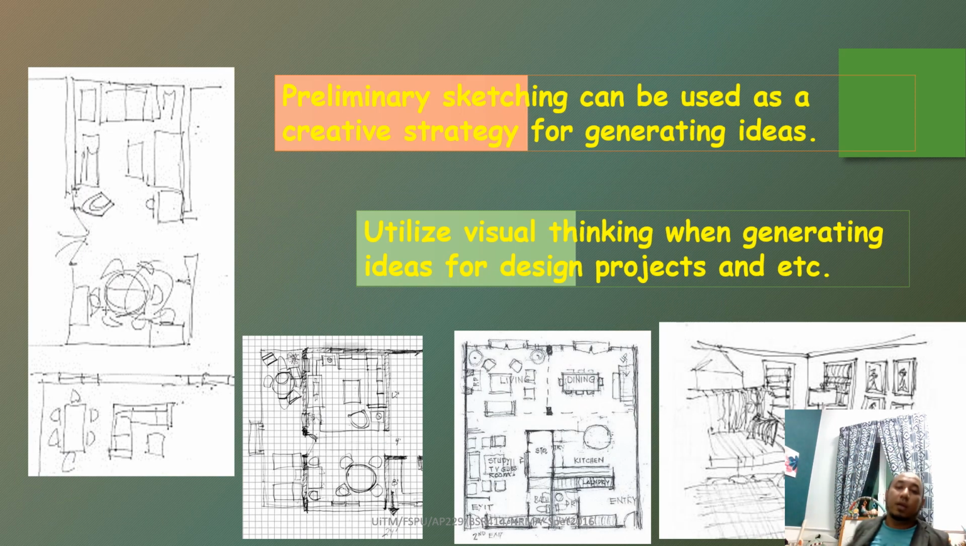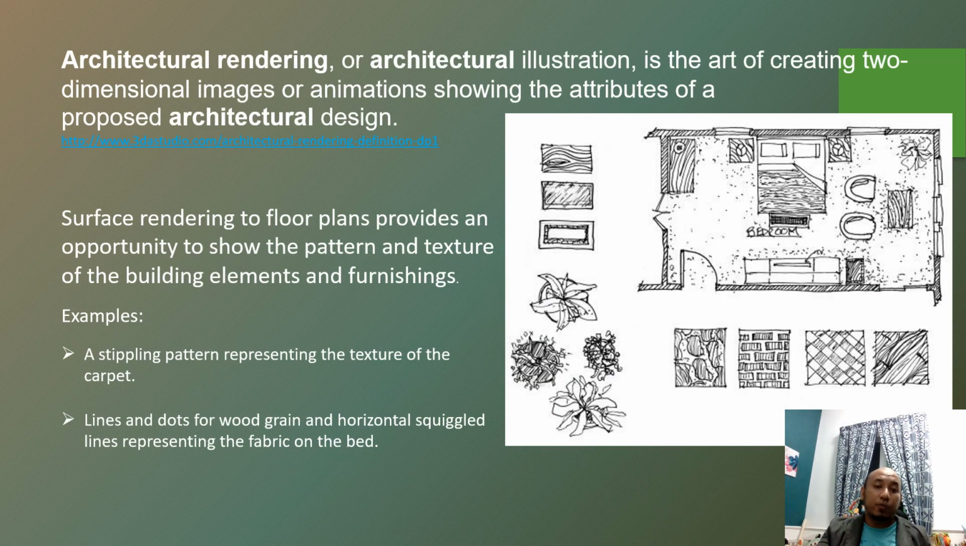Okay, so the preliminary sketching can be used as a creative strategy for generating ideas, and visual thinking when generating ideas for the design project and so on. Right, architectural rendering and architectural illustration is the art of creating two-dimensional images showing the attributes of the architectural design. The surface rendering on the floor plans can show pattern, texture, and building elements. For example, a stripping pattern represents the texture of the carpet, and lines of dots, wood grain on the horizontal structures, lines represent the fabric of the bed. There you can see it. We can see its fabric.